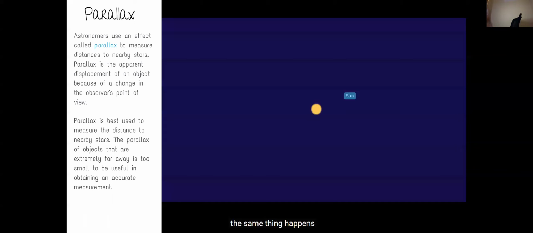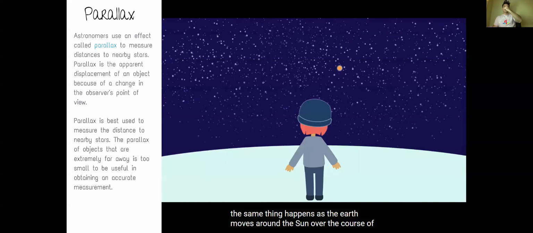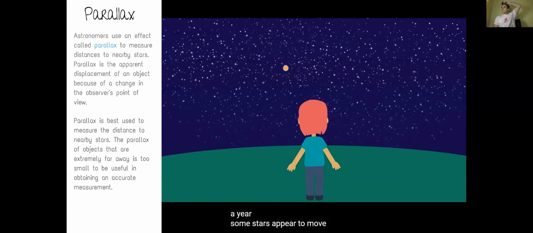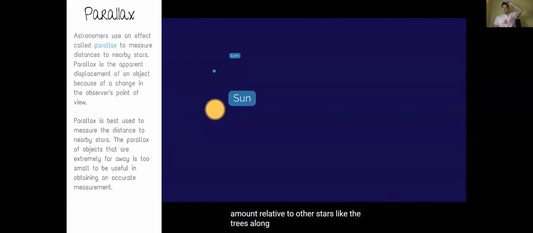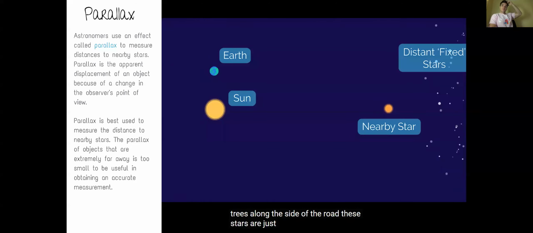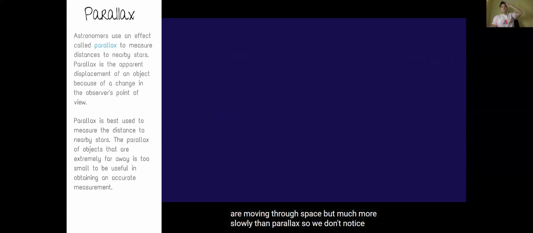The same thing happens as the Earth moves around the sun. Over the course of a year, some stars appear to move a very small amount relative to other stars. Like the trees along the side of the road, these stars are just closer than those that don't seem to move. Actually, all stars are moving through space, but much more slowly than parallax, so we don't notice.